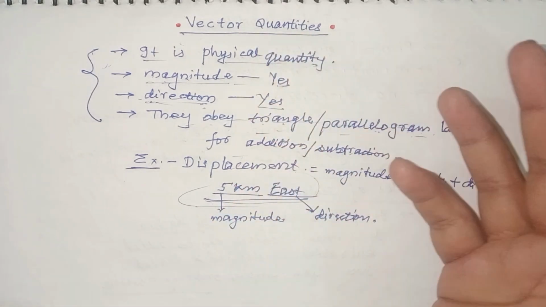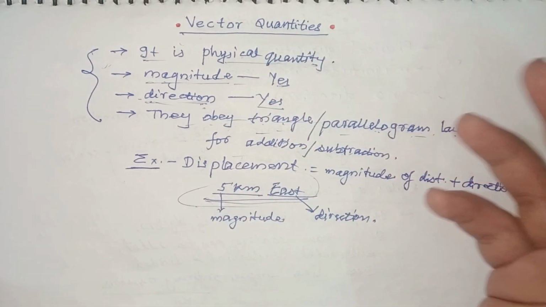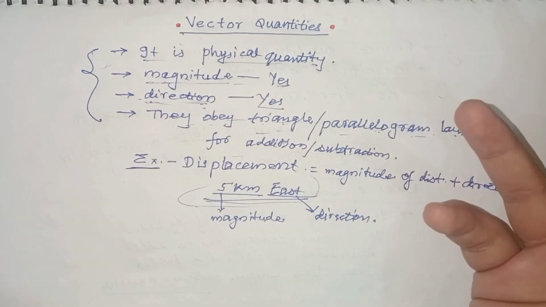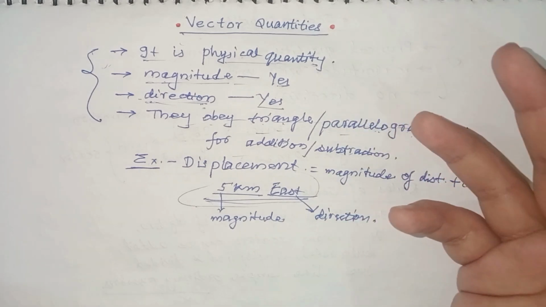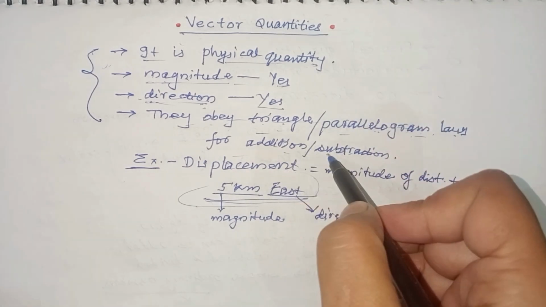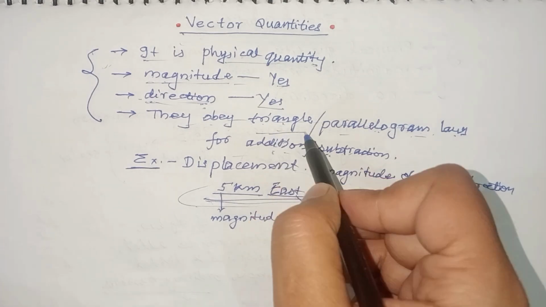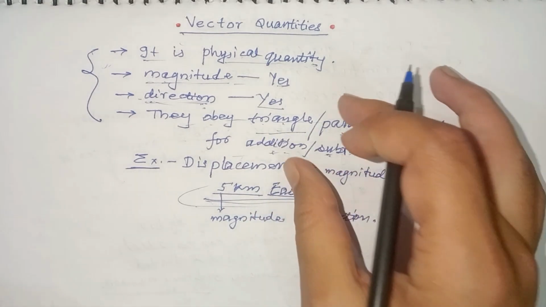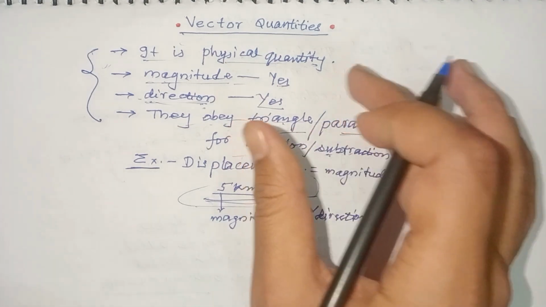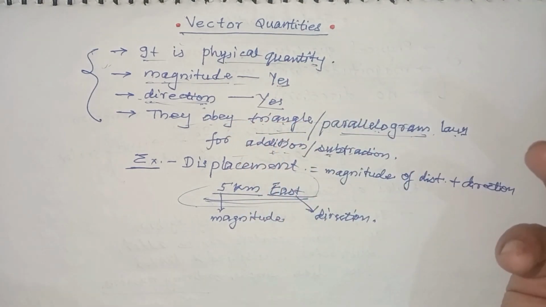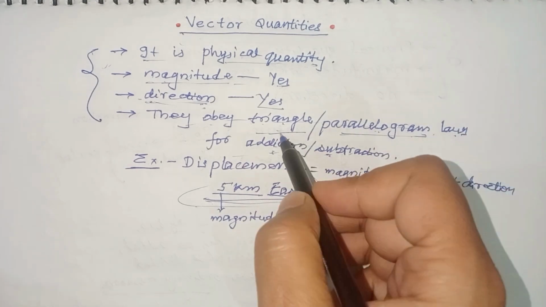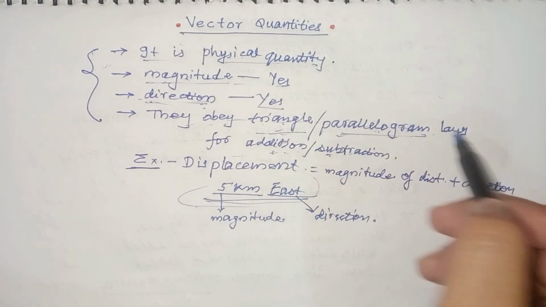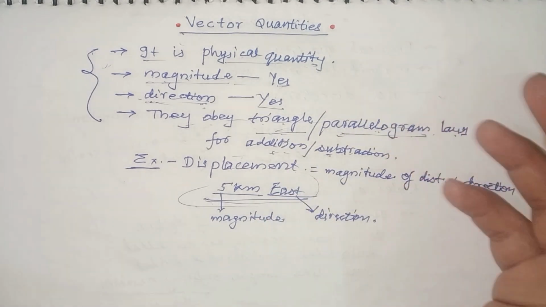In scalars, we have already seen that they follow simple rules of algebra for addition and subtraction. But in vectors, this is the difference: they obey triangle and parallelogram laws for addition and subtraction. Vectors follow a different algebra. Scalars follow simple algebra. Vectors follow triangle rules, parallelogram rules, and some others. We will see it later.